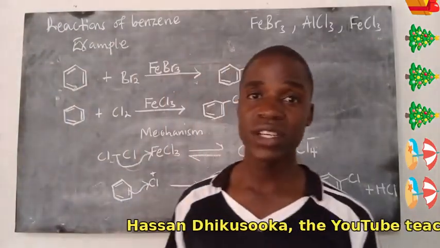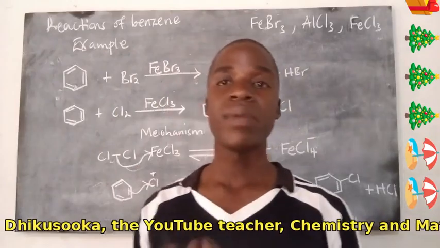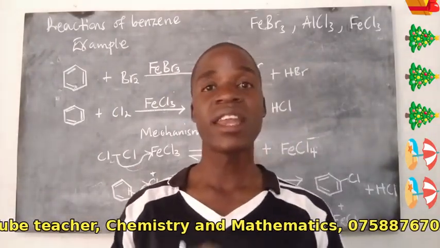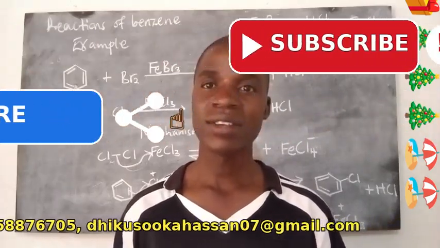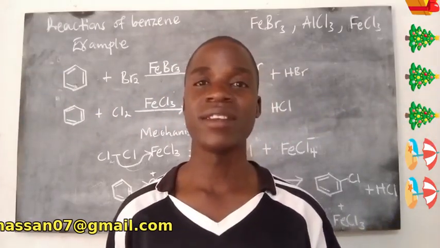Today we have looked at halogenation of benzene. Then when we appear again, we shall also look at another reaction which involves the benzene ring, and that is acylation, when we come back in the next video.